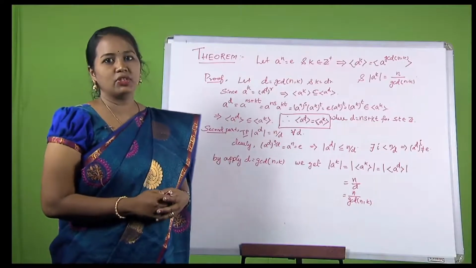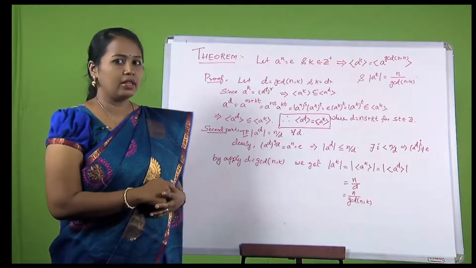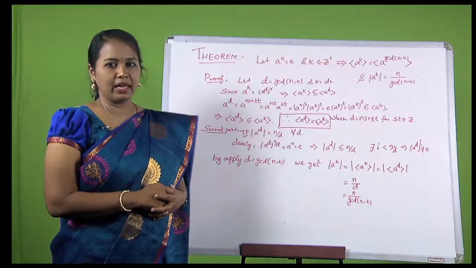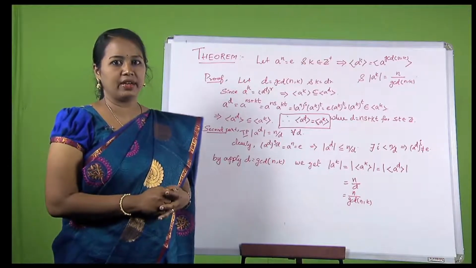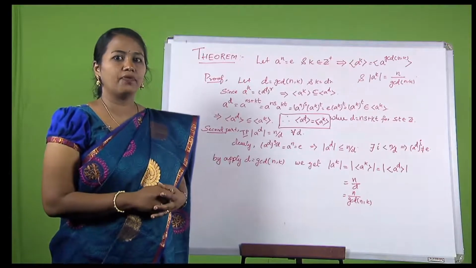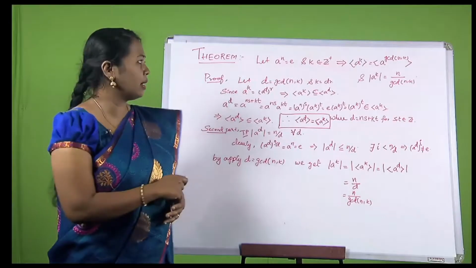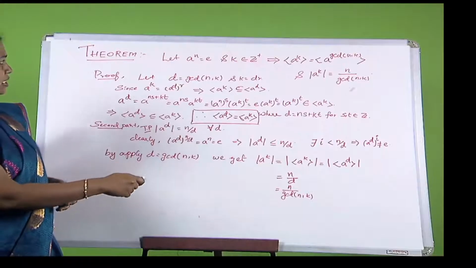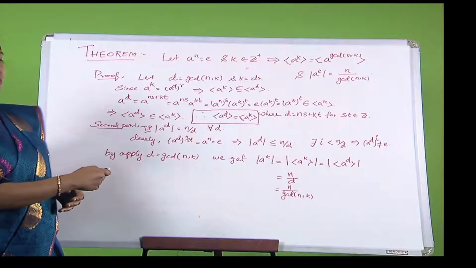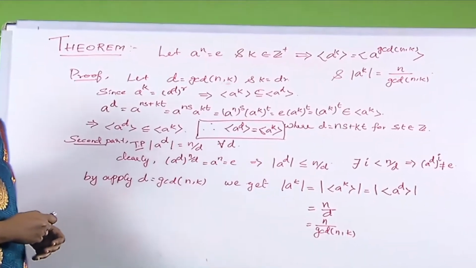Let a be an element of order n in a group and let k be a positive integer. Then the group generated by a power k is equal to the group generated by a power GCD of n comma k, and the order of a power k is equal to n by GCD of n comma k. So, this is the statement here, where k is some positive integer. So, the proof: let d be equal to GCD of n comma k.